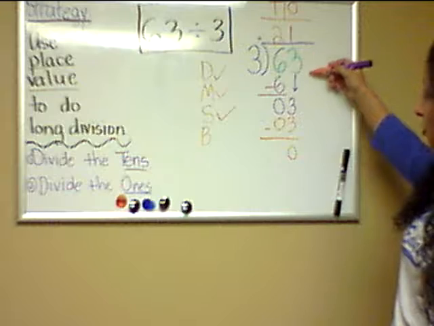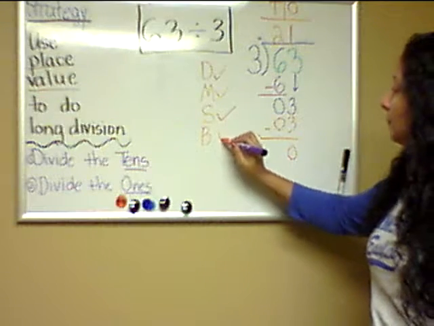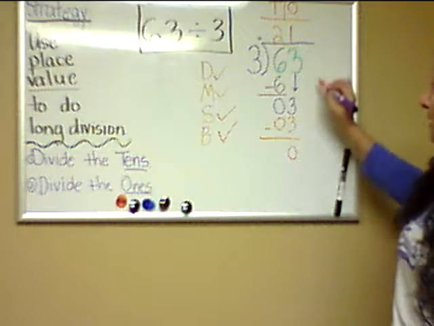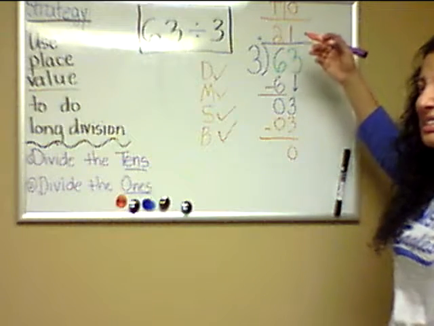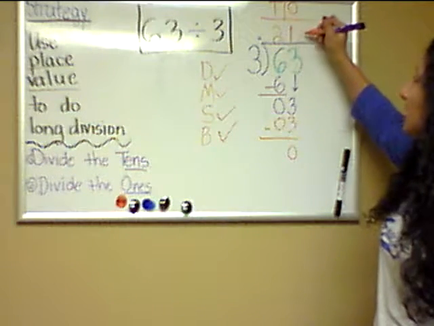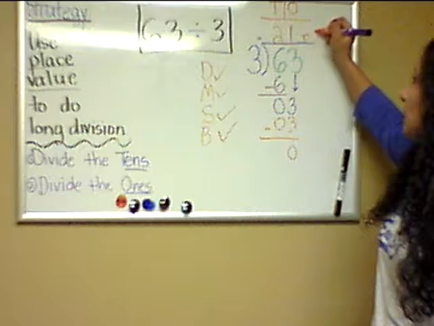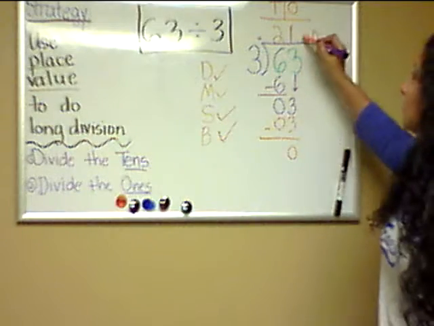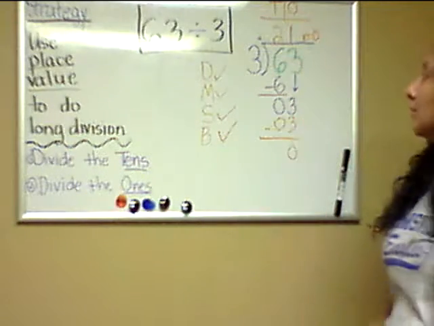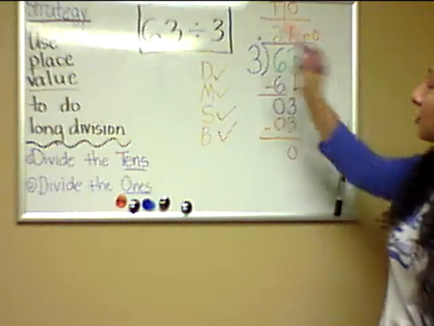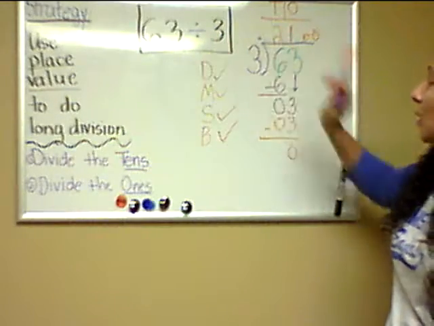There's nothing here to bring down, so you just bring this up. But 0 really isn't anything of a remainder. So your answer is 21, remainder 0, or just 21. Our quotient for 63 divided by 3 is 21.